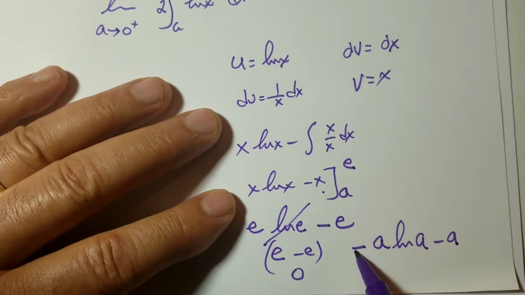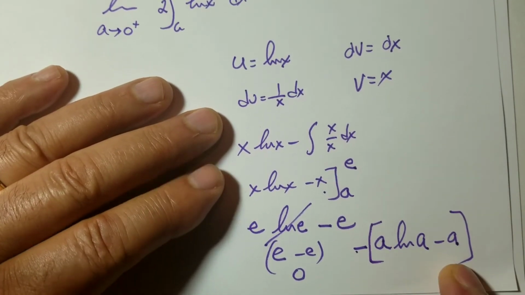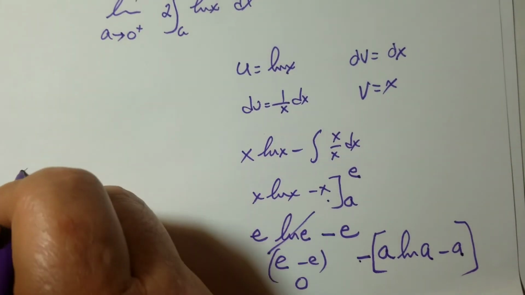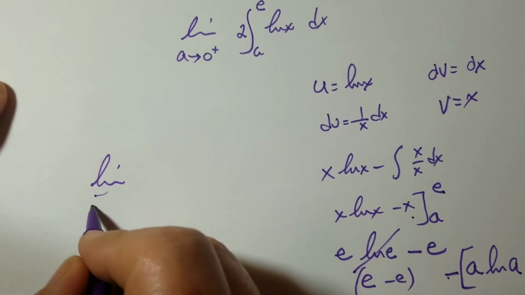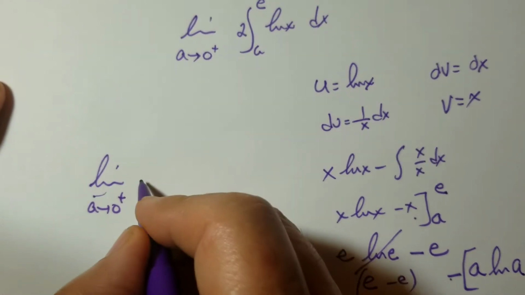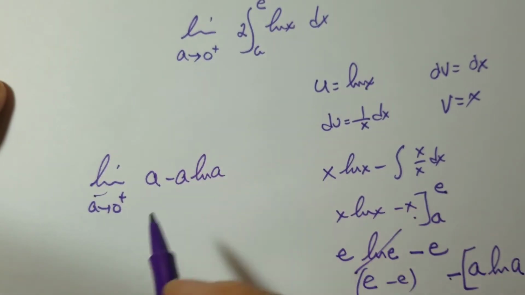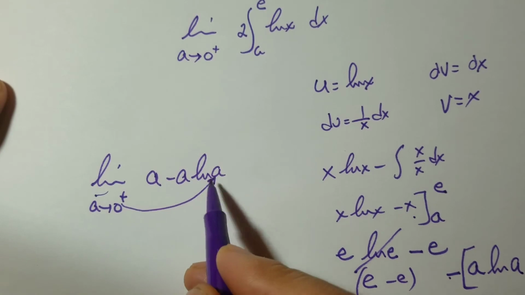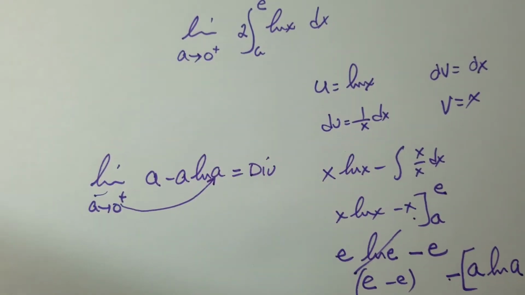Okay, that a is from the formula, and that becomes like that. Therefore, you have the limit as a approaches 0 from the right of a minus a natural log of a. Natural log of 0 is undefined. This one diverges.